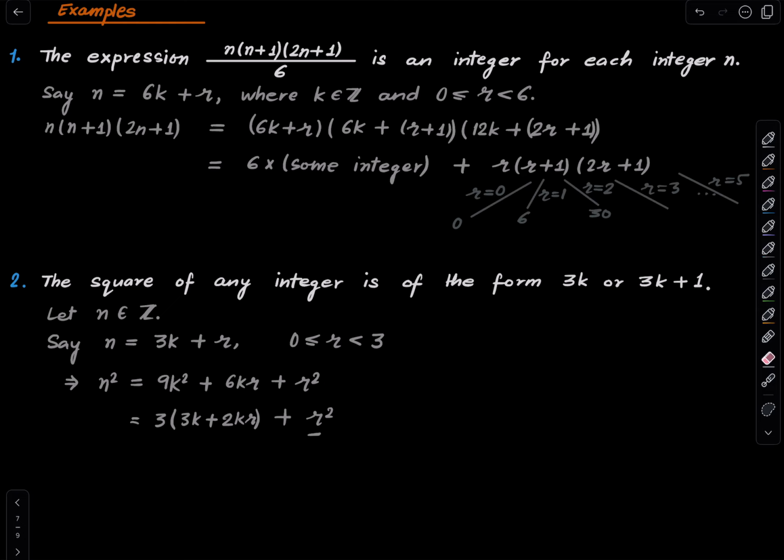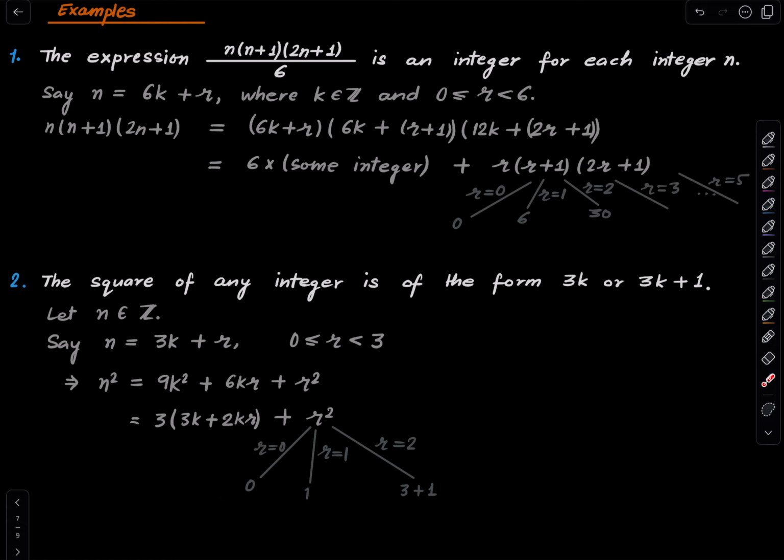Now, r squared can take how many different values? If r is 0, this is equal to 0. If r is 1, this is equal to 1. If r is 2, this is equal to 4, but I will write that as 3 plus 1. In case r is 0 or 1, clearly n squared is of the form 3 times some garbage, which I'm writing as capital K, plus either 0 or 1. But in this last case, this 3 I will absorb here. It would be 3 times garbage plus 1 plus 1.